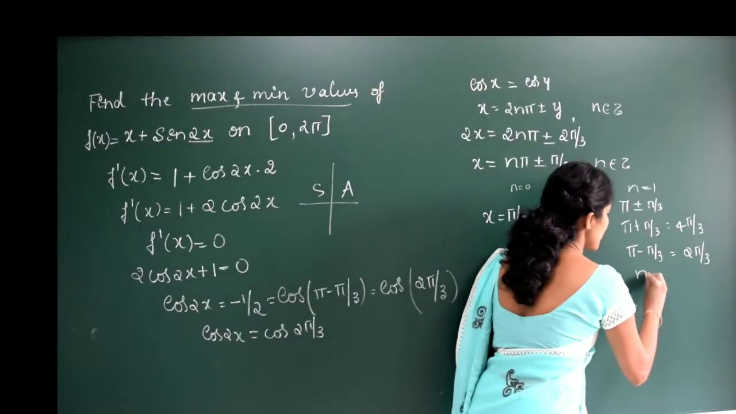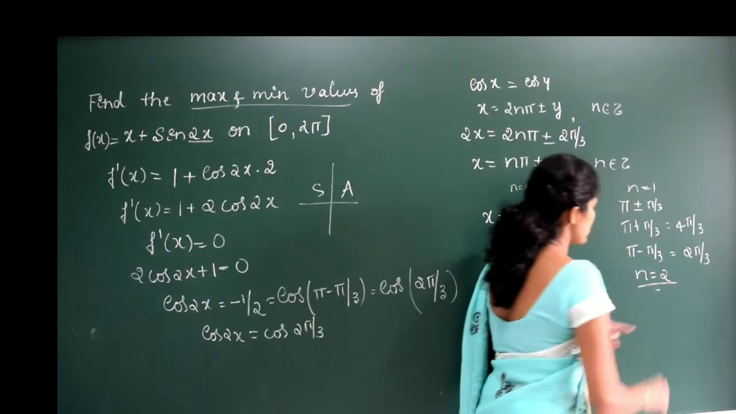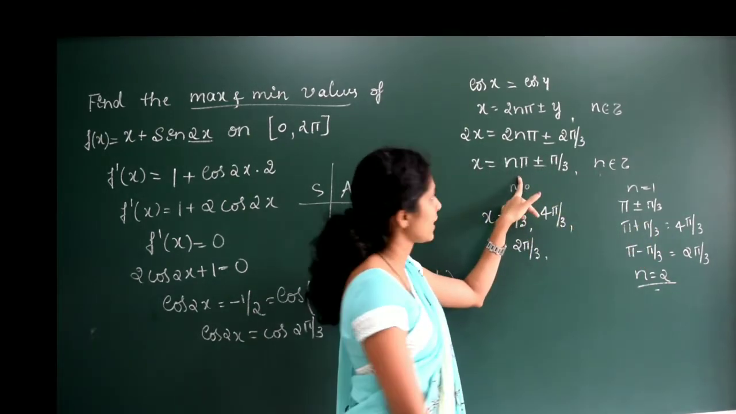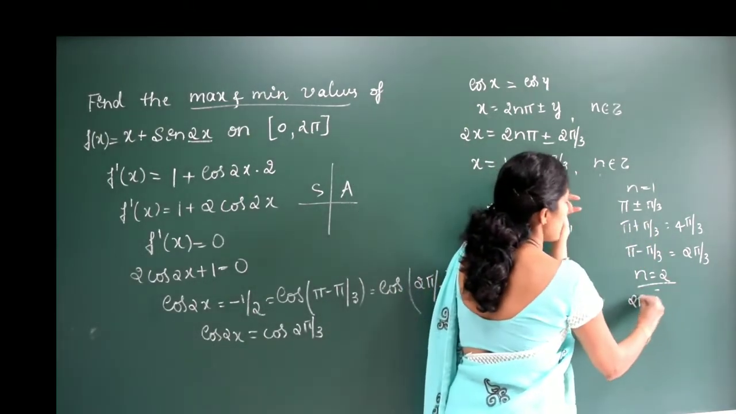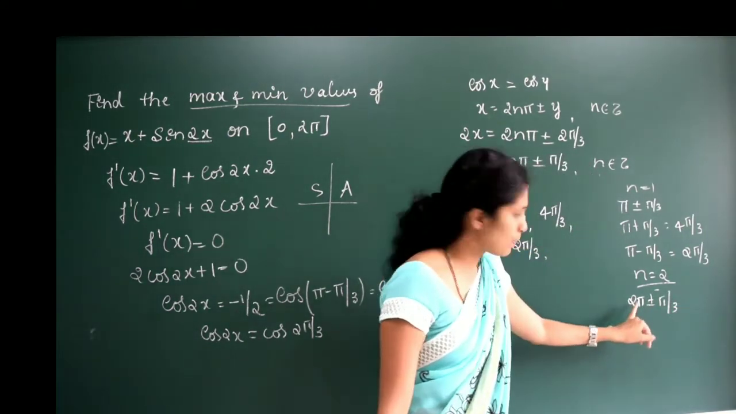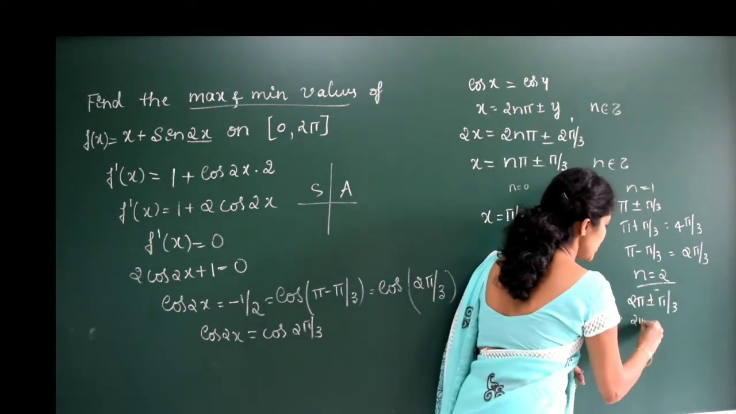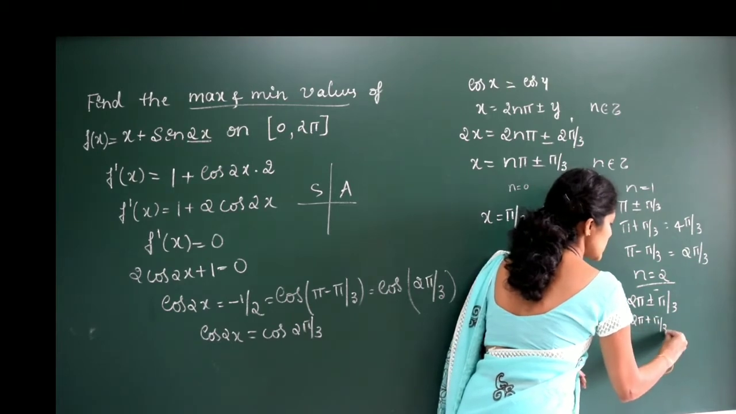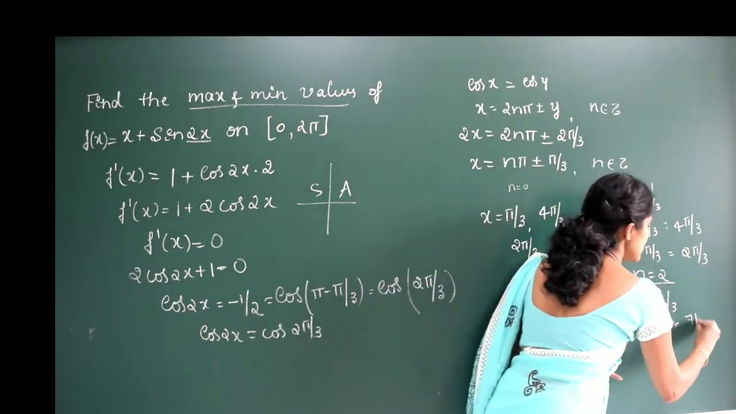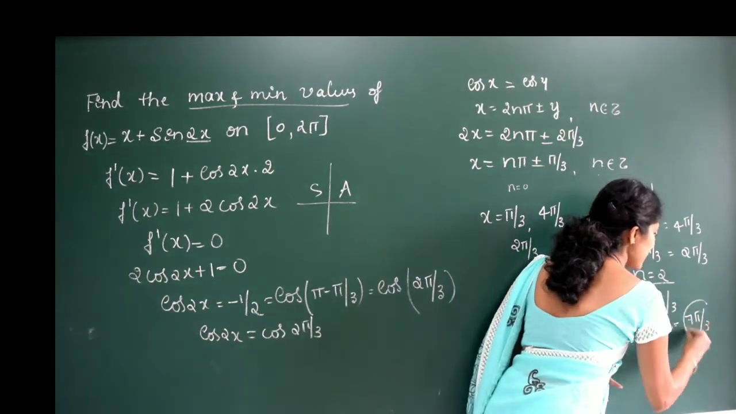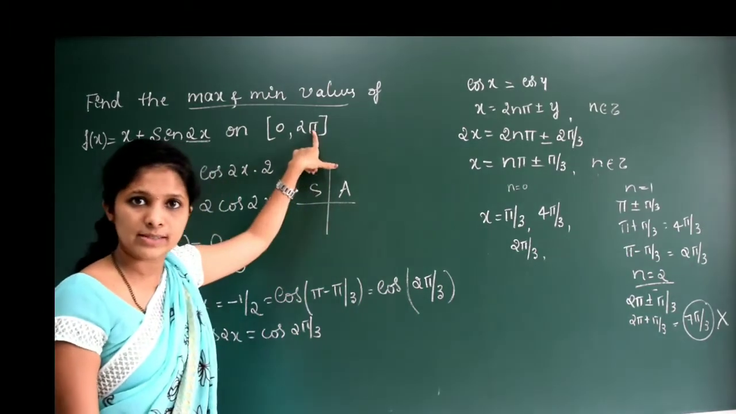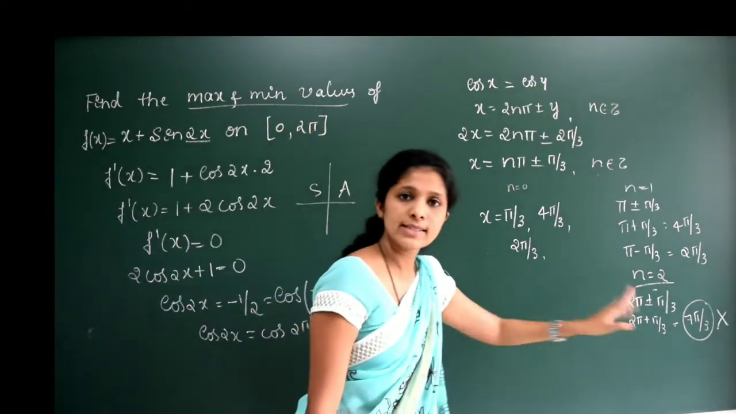Next, if I substitute n equal to 2, check this one. This will be n pi, so now 2 pi plus or minus pi by 3 is possible. If I consider 2 pi plus pi by 3, this will be 3 into 2, which is 6 pi, plus pi, which is 7 pi by 3. 7 pi by 3 does not belong to 0 to 2 pi. Is it clear? So 7 pi by 3 is not possible.